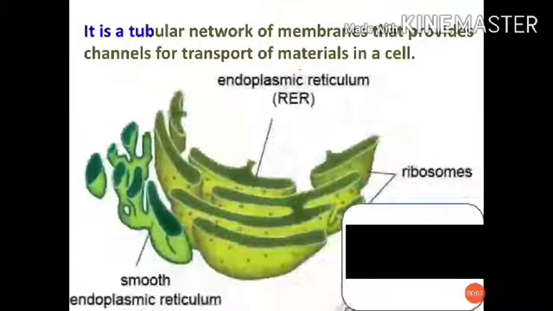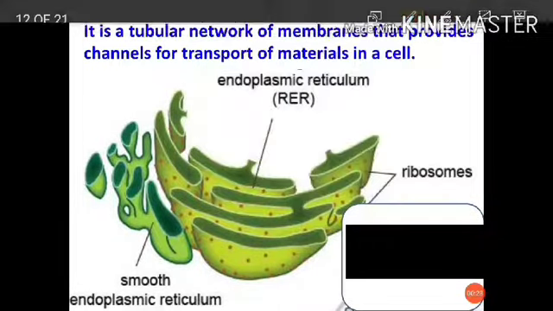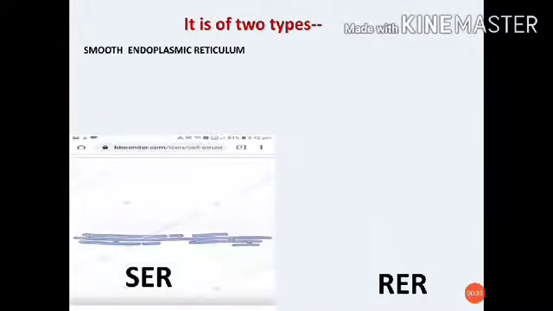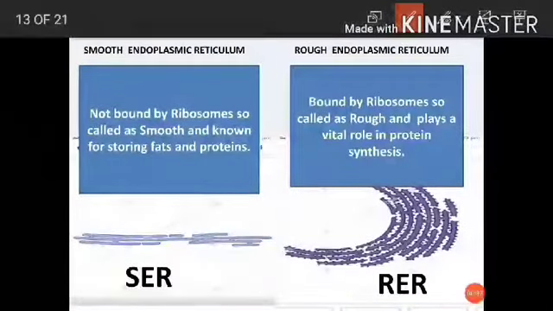Next organelle is endoplasmic reticulum. Endoplasmic reticulum is a tubular network of membranes, or you can say it almost looks like a net in the cytoplasm, and it provides channels for transport of materials in a cell. Endoplasmic reticulum is generally of two types. First, smooth endoplasmic reticulum, you can see here, and rough endoplasmic reticulum.